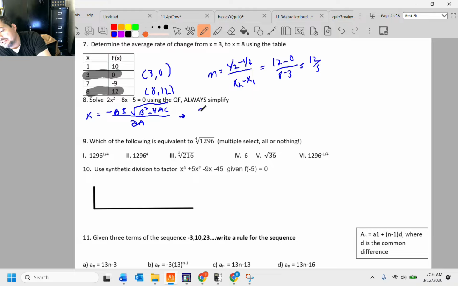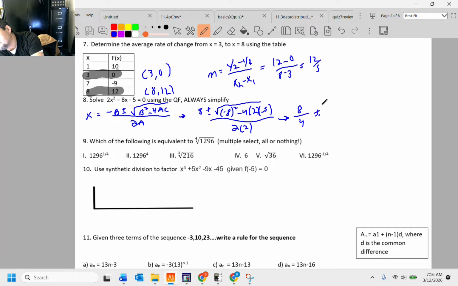Opposite of a negative 8 is a positive 8, plus or minus the square root. Use parentheses because you're button pushers and you don't know any better. Minus 4 times a, which is 2, times c, which is negative 5, all sitting pretty over twice 2. All right, let's see here. This is 64. A negative times a negative is addition. And then we got 4 times 5, which is 20, times 2, which is 40. So we got 64 plus 40, which is 104. 2 times 2 is 4, by the way.